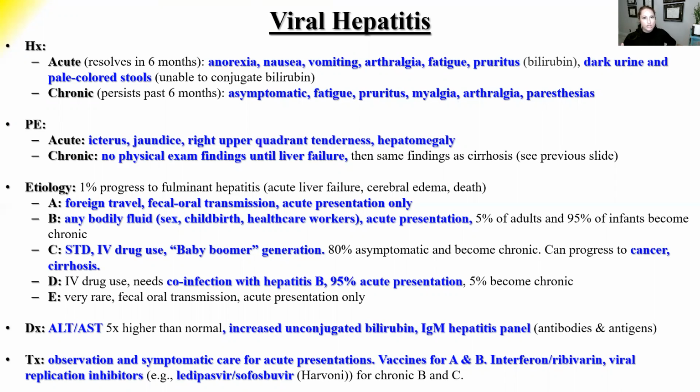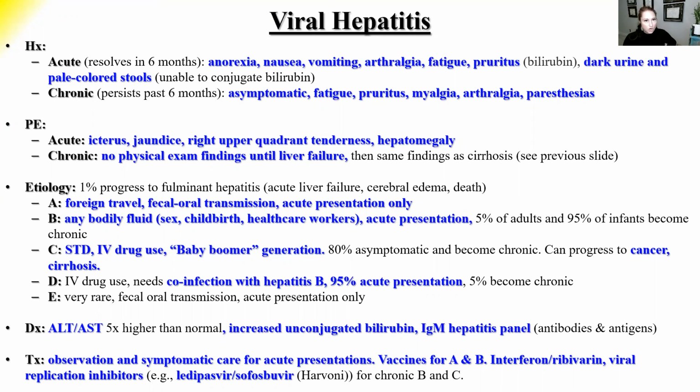And remember, it's the conjugated bilirubin that has that dark coloration and the yellow coloration in the urine. So if you cannot conjugate that, you'll have dark urine and you'll have pale colored stools because you won't have that conjugated bilirubin in there. Chronic will persist past 6 months. This can be asymptomatic. Fatigue, pruritus, myalgia, arthralgia, paresthesias, kind of non-specific findings for that one.